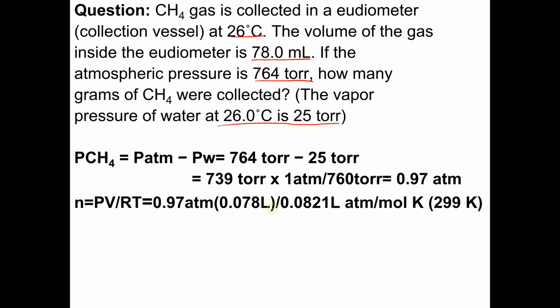So 0.97 for atmospheres, there's your volume. Just convert that to liters. And in case you don't know how to convert, move the decimal point three places to the left. That's how you go from milliliters to liters. To go to Kelvin, just add 273. That gives us our Kelvin temperature, which is 299 in this situation. And your R is constant. Just plug and chug. There's your moles. And you're done.